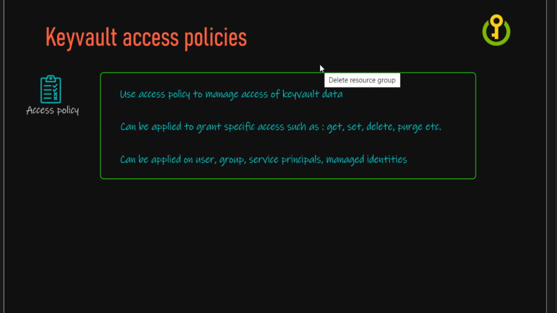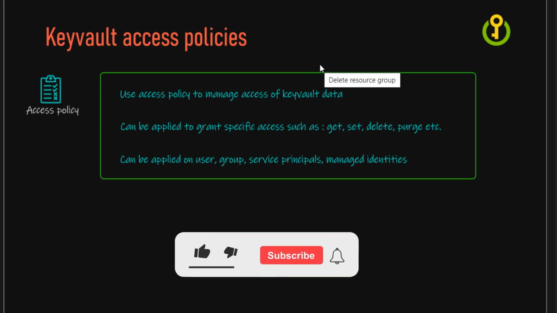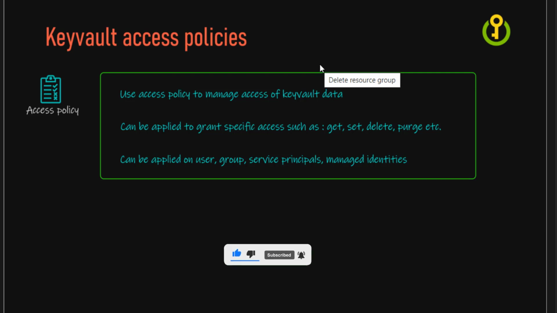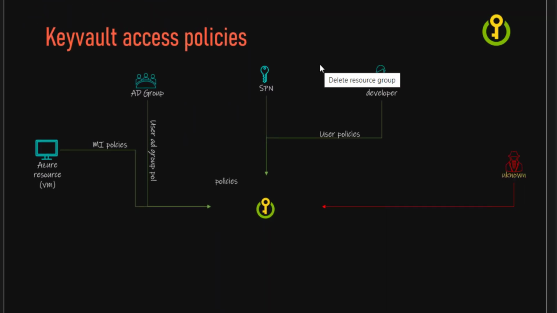So the only option you have is to create a different key vault and store the other secret, which you don't want to give access to, in that different key vault. So that's where, let's try to understand the access policy with the help of this particular diagram.